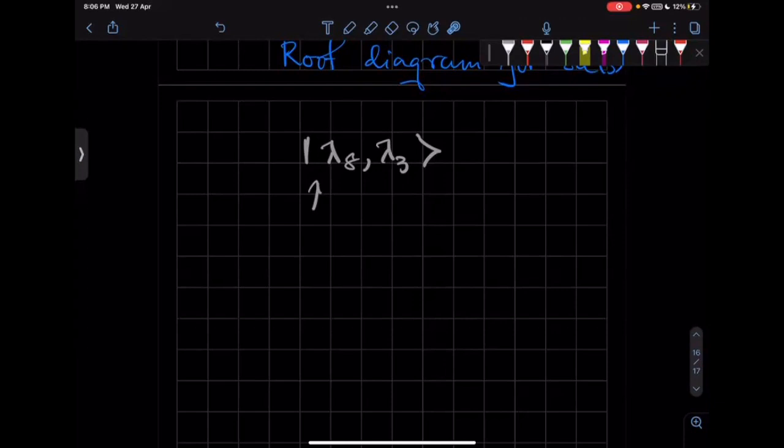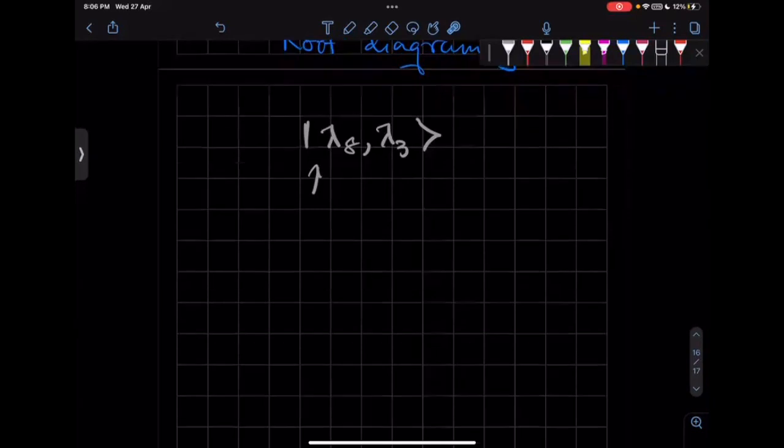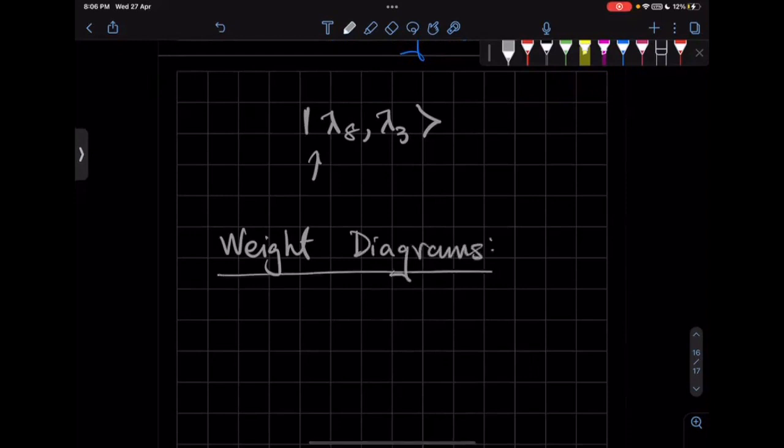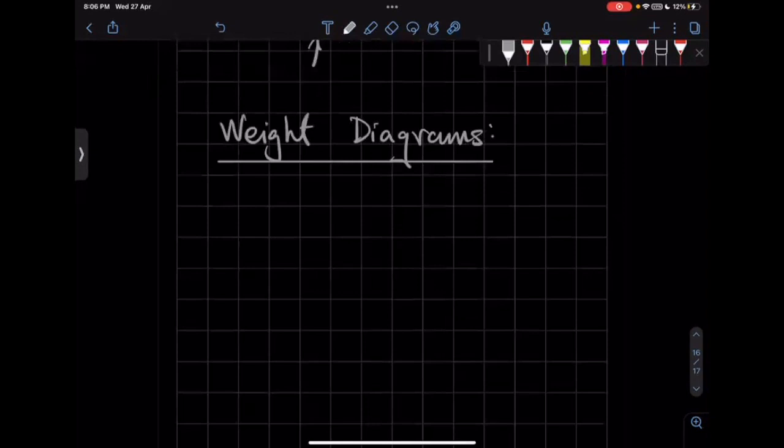All right, so now let's look at the representations themselves. These representations can be expressed in what are known as weight diagrams. Weight diagrams derive their name from the fact that, remember, let's look at SU2. Suppose in SU2 we take J to be 1. Does anyone remember how many states this irreducible representation should have?